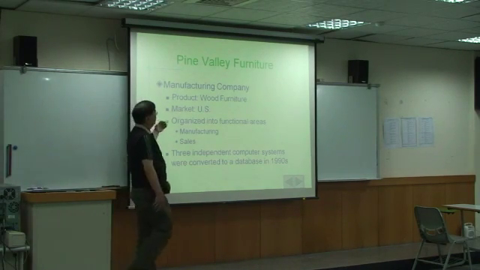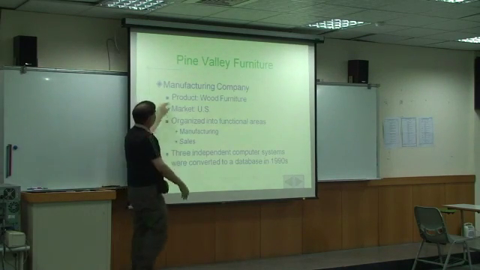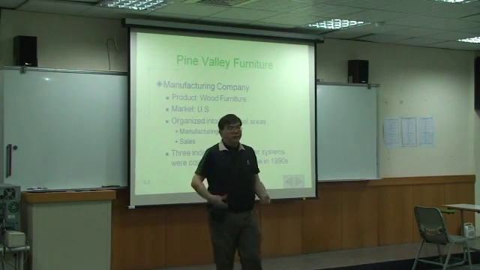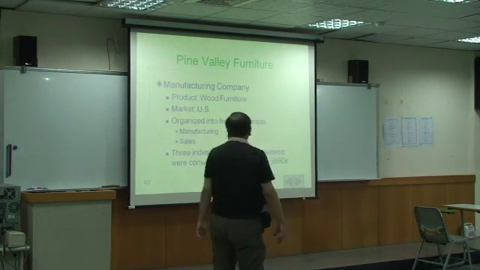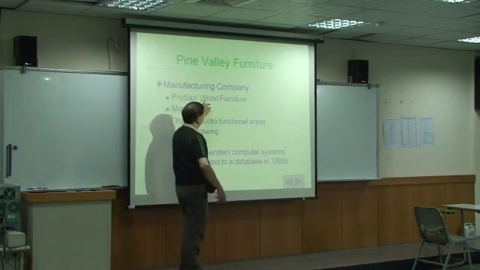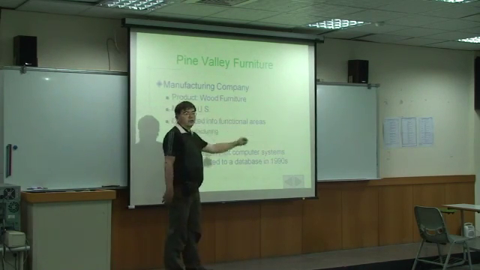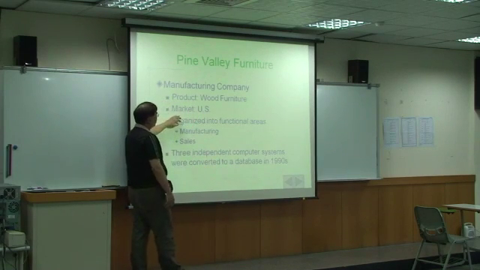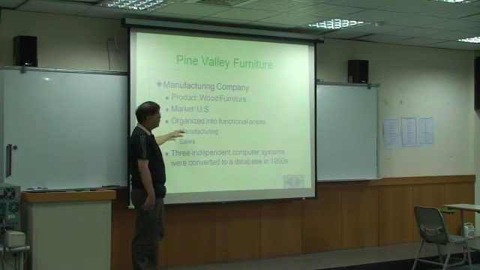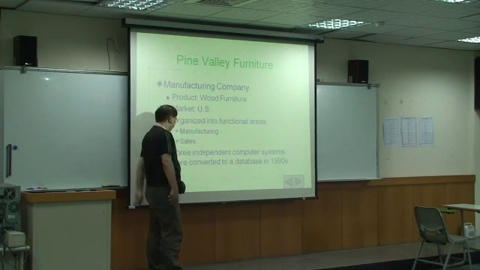So the example is a furniture company. That means it's a manufacturing company. It manufactures furniture, for example, for your desk, for your chair, and others. So their product is wood-made furniture. So the market is always in the USA. It is organized into some functional areas, for example, manufacturing or sales. Which one is the market?